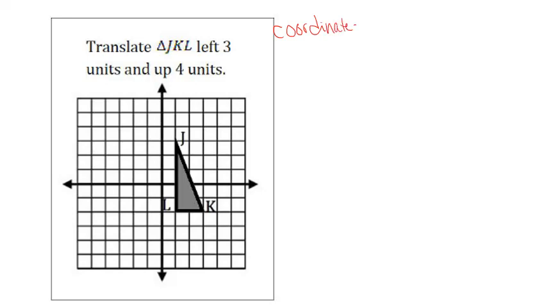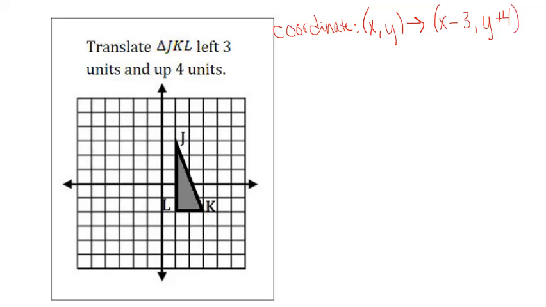In coordinate notation, we're saying we're moving every XY coordinate left 3 and up 4. So when we say left 3, we're moving in the X direction, or on the X axis, negative 3 units, because that's what it means by left, right? In the negative direction. So in our Y, it would be up 4 units. So that's positive 4 units.